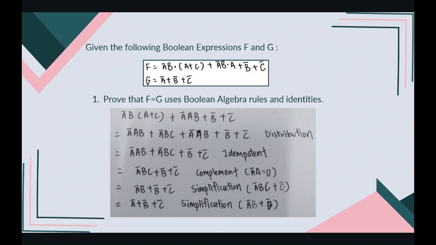And then we apply the idempotent rules because complement A and B appears twice. Next, we apply the complement rules. So it becomes complement A and B and C, or complement B or complement C. This is because complement A and A equals 0 according to the complement rules. The next step, we simplify. So it becomes complement A and B, or complement B or complement C. And then we do further simplifications by complement A and B or complement B. So we get the final answer: complement A or complement B or complement C.